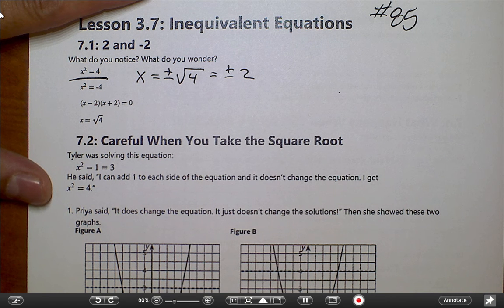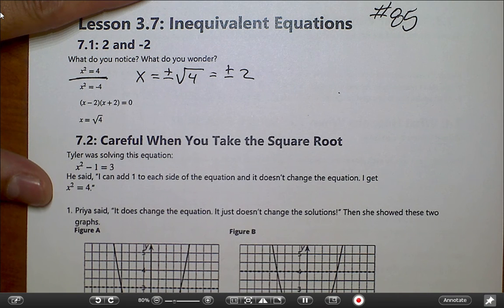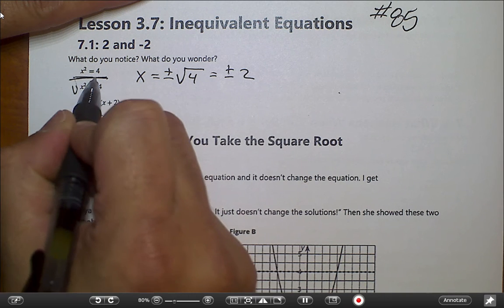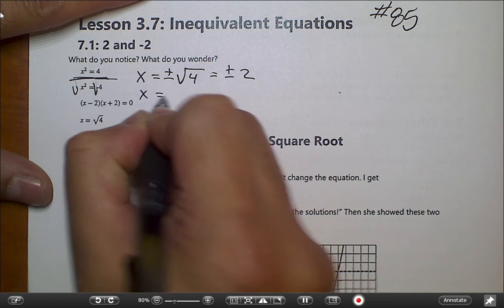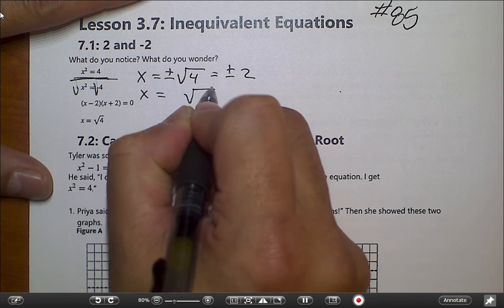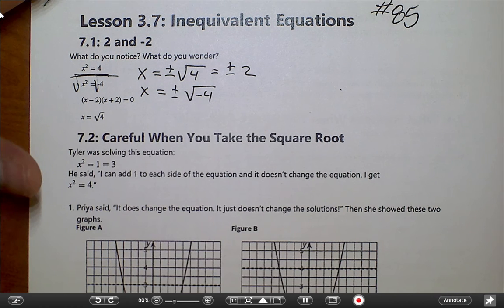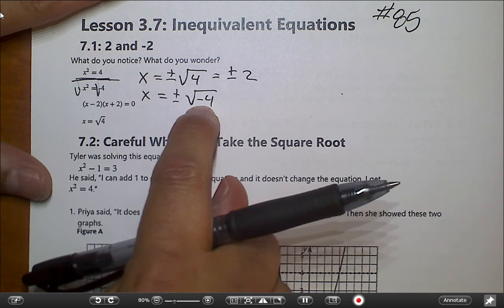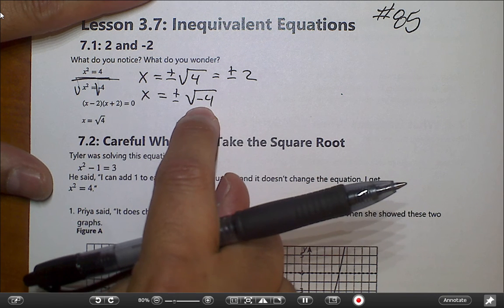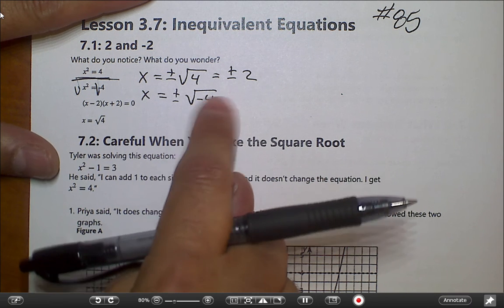All right, what about the next one? Negative 4. How do I undo a square? Square root of. So I get x equals square root of negative 4. Again, plus or minus, right? Plus or minus. And what do I say? Does not exist. Why does this not exist? Because we cannot have a negative on the inside of the square root, right? This cannot equal a negative.